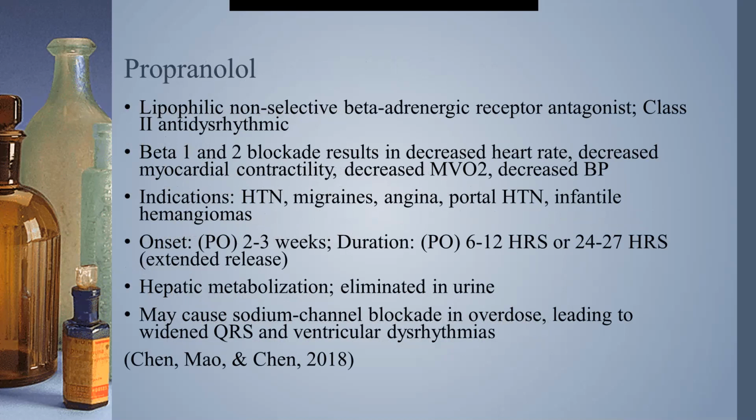It's indicated for the use of hypertension, migraines, angina, portal hypertension, infantile hemangiomas. Onset PO is typically 2 to 3 weeks. Duration PO is either 6 to 12 hours, or 24 to 27 hours with the extended release. It is metabolized by the liver and eliminated in urine. It may cause sodium channel blockade in overdose, leading to widened QRS and ventricular dysrhythmias.